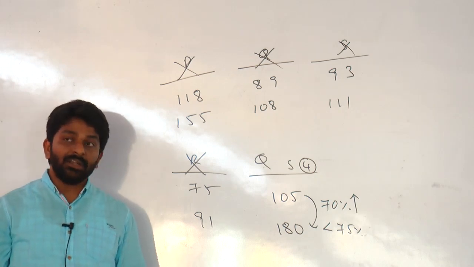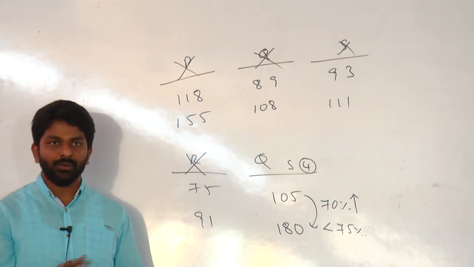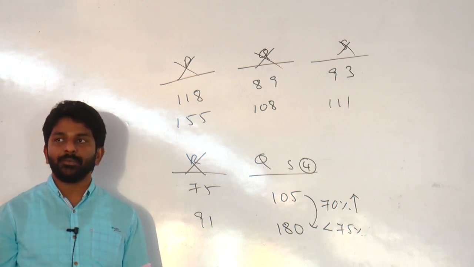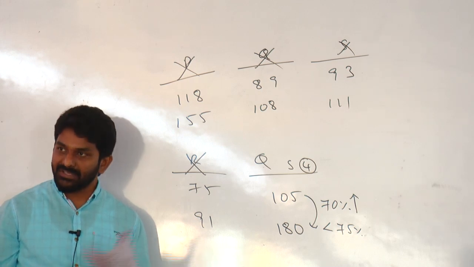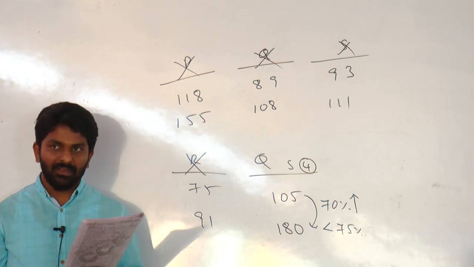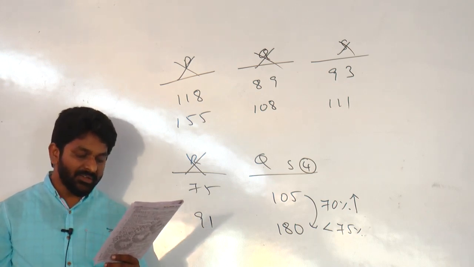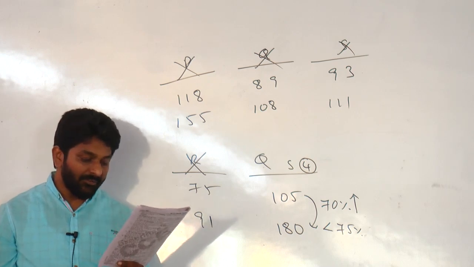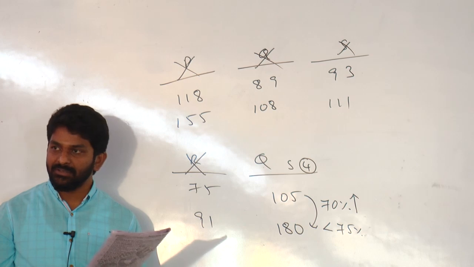You need not calculate it for every number. Whatever numbers are given in options, you try to do it. Unless your fifth option is none of this. If your fifth option is none of this, then you have to do it for every season. Usually you will not have that option. Next, any other question? 38, 39, 40? 39. Apart from 39, any other question?